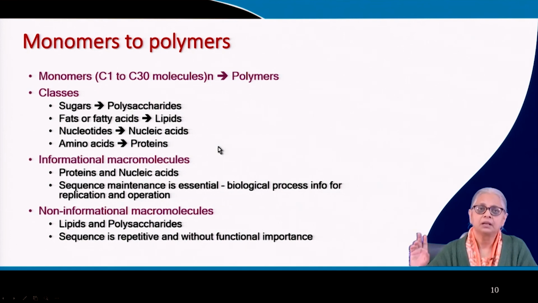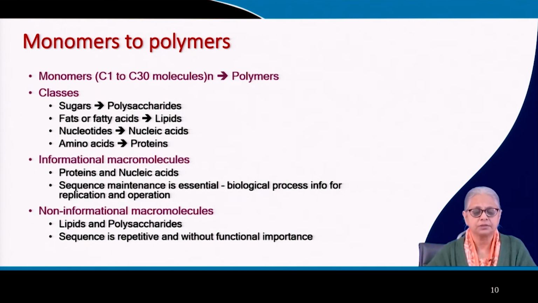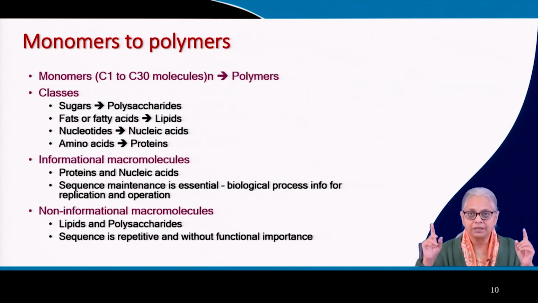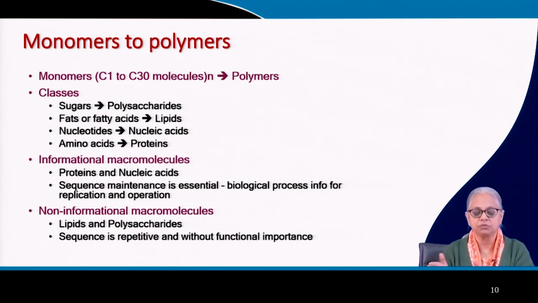Remember one more thing, that out of these four classes of biological macromolecules, we have informational macromolecules and non-informational macromolecules, which means that the sequence of the monomeric units is important. That has useful information. So these informational macromolecules are proteins and nucleic acids. We know that DNA is the genetic code. This genetic code will then be given to the RNA, and the RNA, there are three types of RNA which I will talk about later. These three types of RNA are required for protein synthesis.